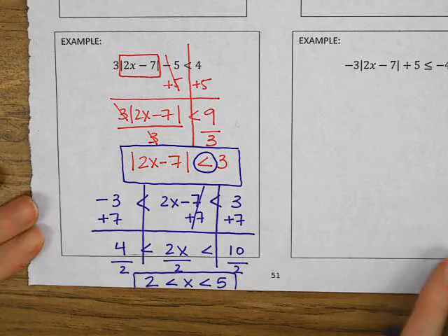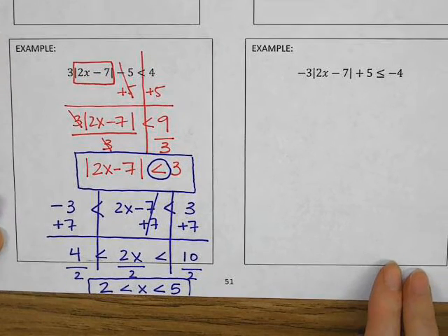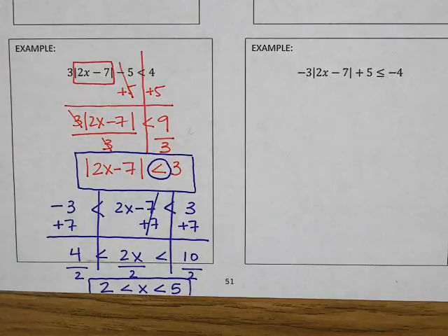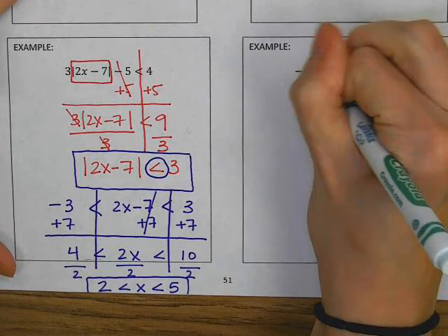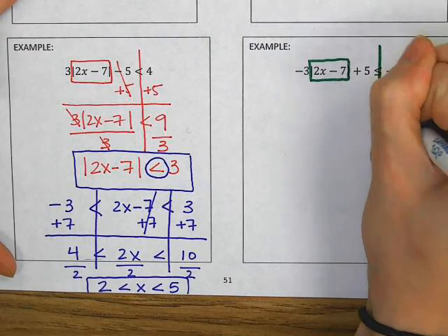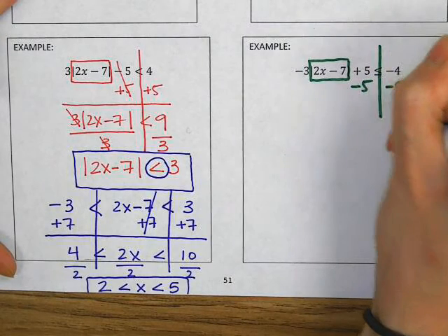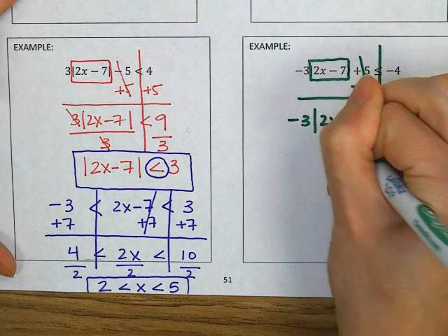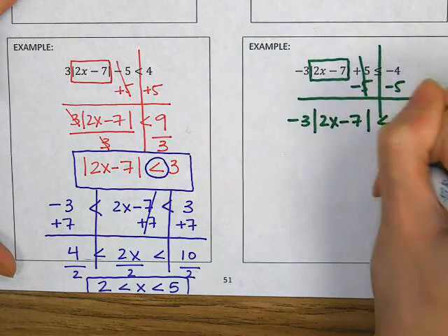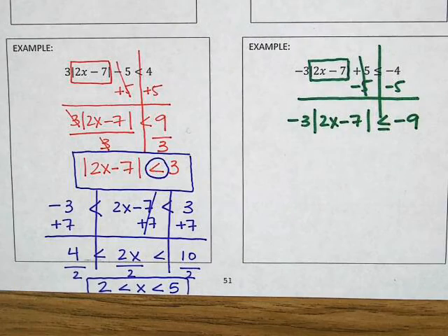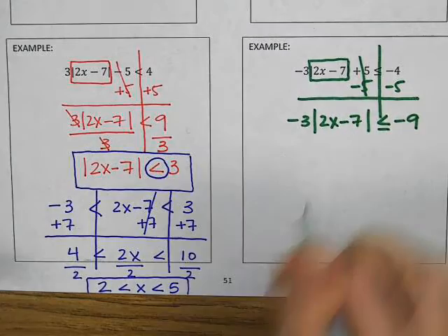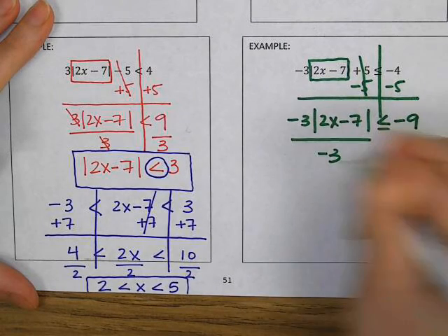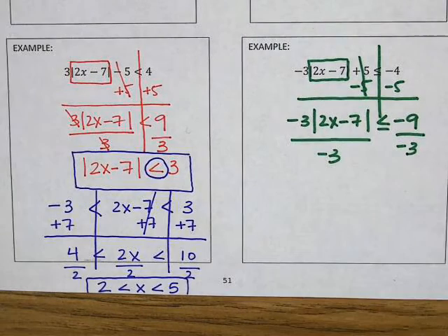Okay, nothing crazy. All right, let's look at this one. Before you do anything, you have to isolate. So go ahead and start working on isolating. So if we want to isolate the absolute value, we have to draw the wall, start with minus 5, minus 5. We get negative 3 absolute value of 2x minus 7 is less than or equal to negative 9. And we're not isolated yet. We got to divide by negative 3, divide by negative 3.